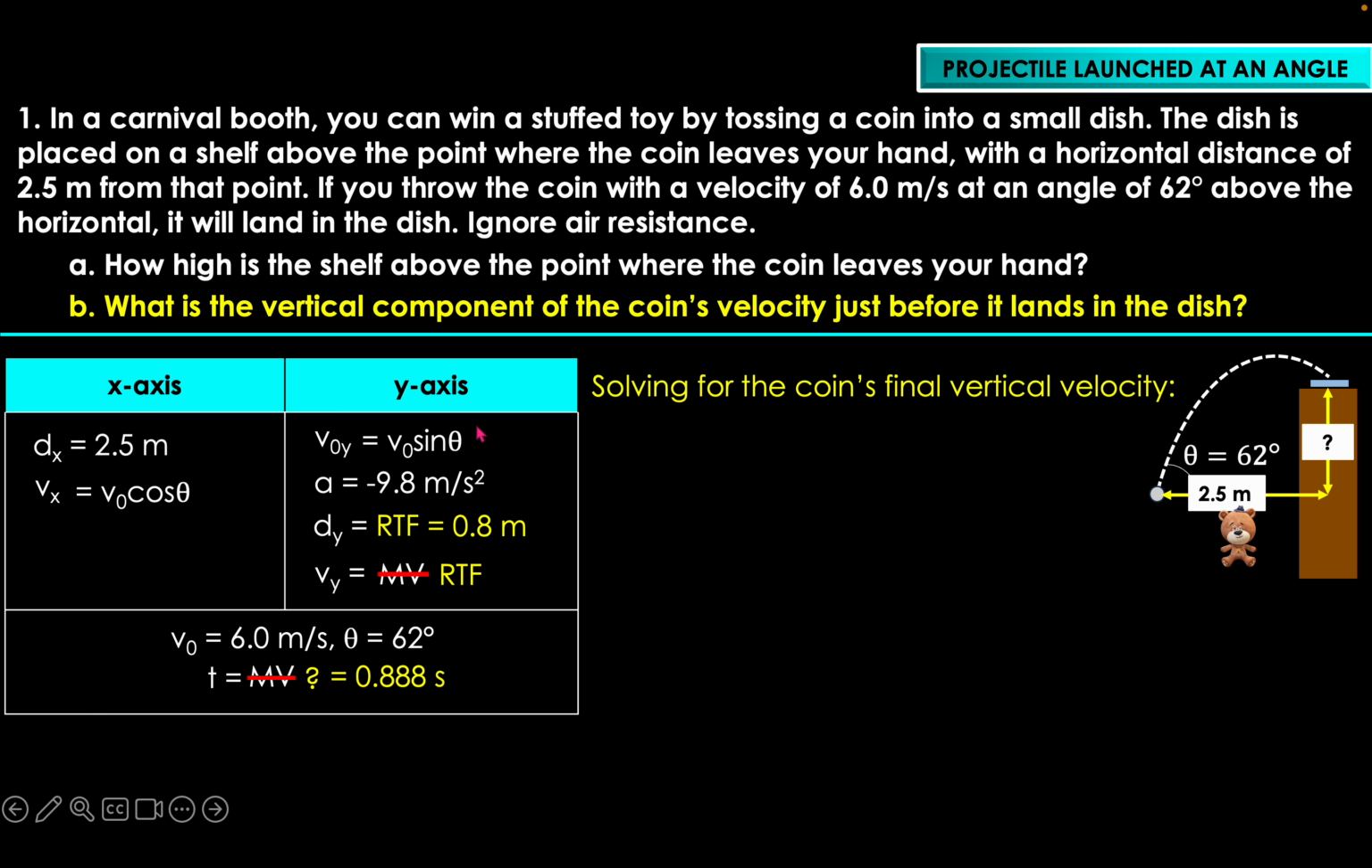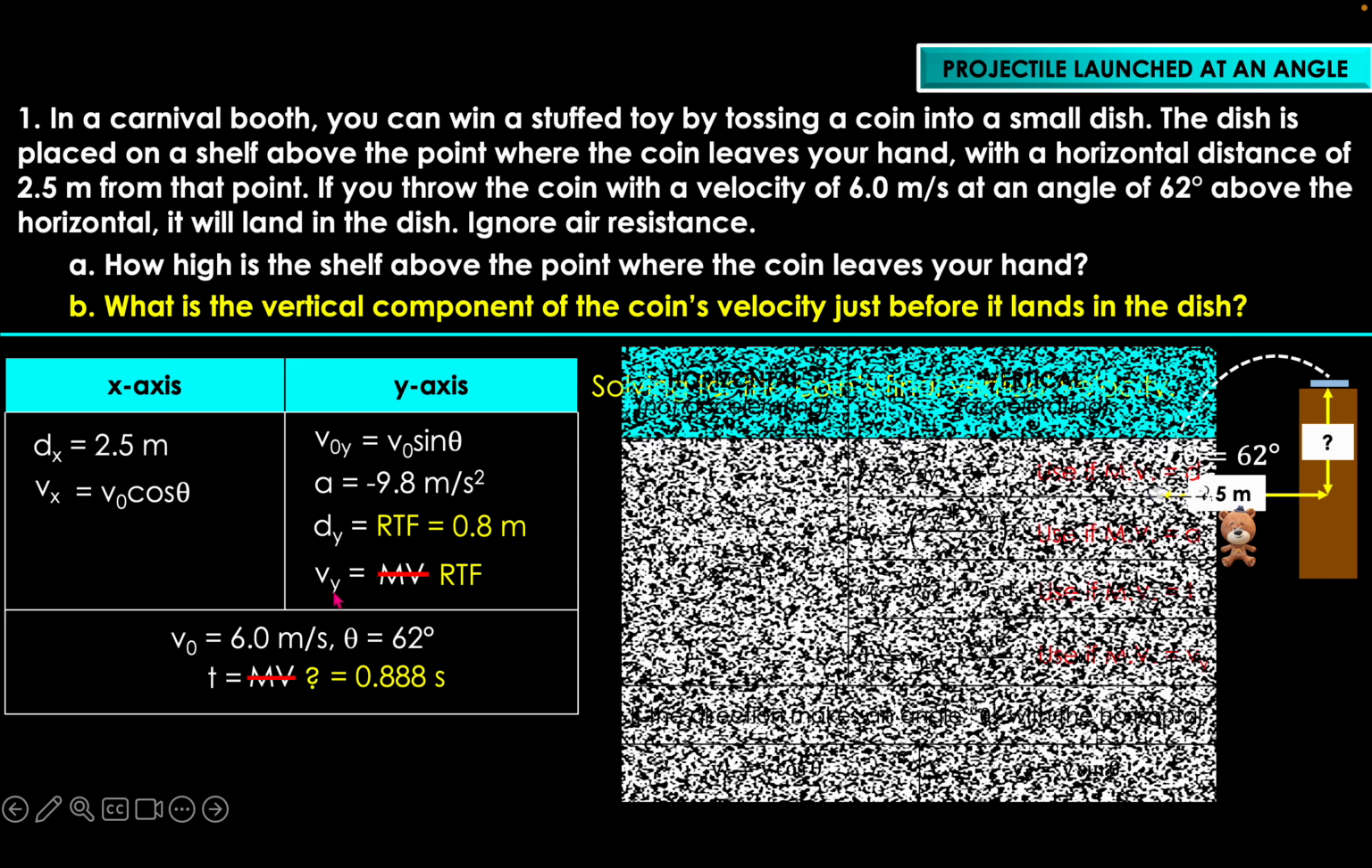We know v naught y because of this expression. And then this is a, this is d sub y. And then we also know time. So there's no missing variable, and that means you can just pick any equation as long as you have the required variables to find v sub y, right?